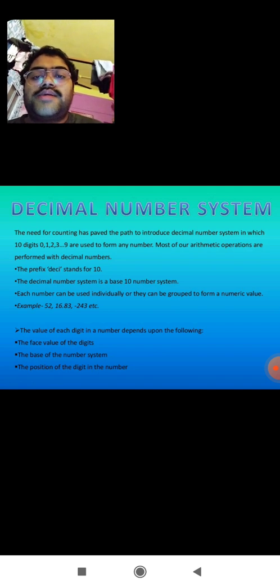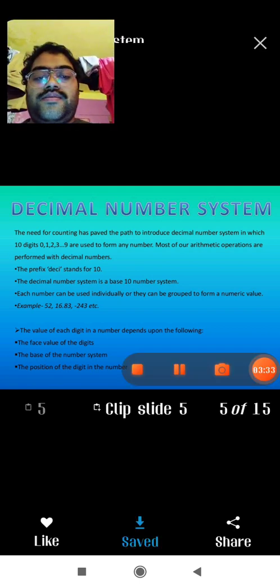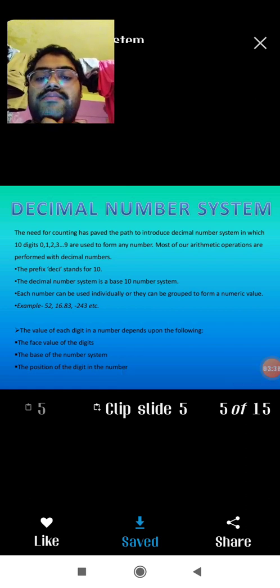So, let us discuss what is a decimal number system. The decimal number system is the number system which we generally use, such as 1, 2, 3, 4 up to 10. The prefix deci always stands for 10, with base 10 that we generally use. The value of each digit in a number depends upon the following: the face value of the digit, the base of the number system, and the position of the digit in the number. Example of decimal is 52, 16.83.